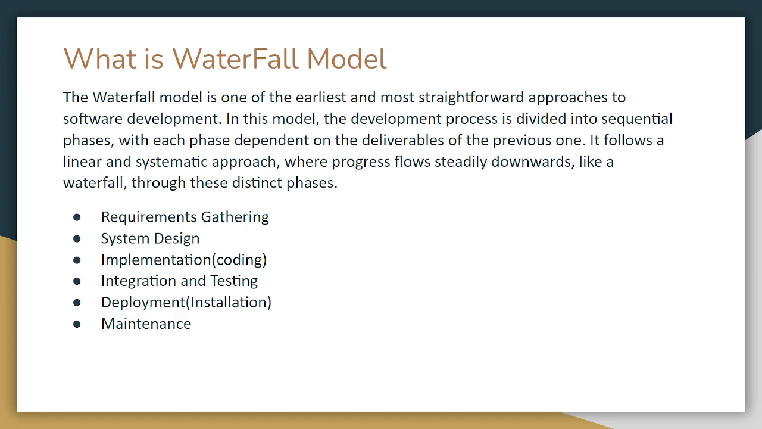Testing. Once the implementation is complete, the software is tested to identify and fix defects. Testing activities include unit testing, integration testing, system testing, and user acceptance testing. Next is deployment or installation. After testing is complete and the software is deemed ready for release, it is deployed to the production environment. And finally, the maintenance. In this phase, updates, enhancements, and bug fixes are made as needed to ensure the software continues to meet user needs. So these are the details of the waterfall model phases.